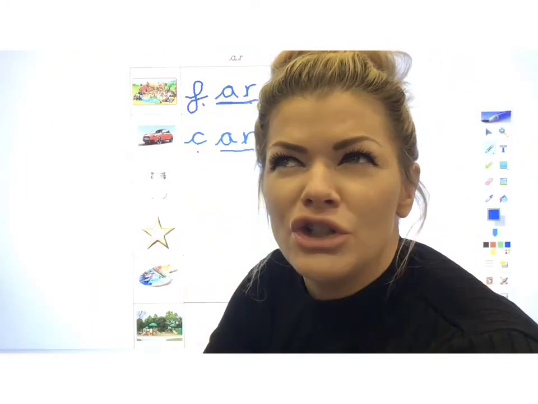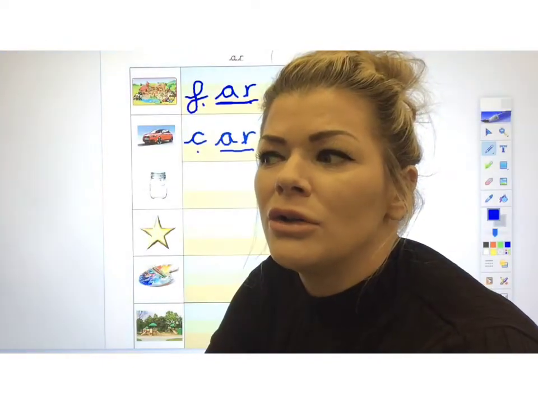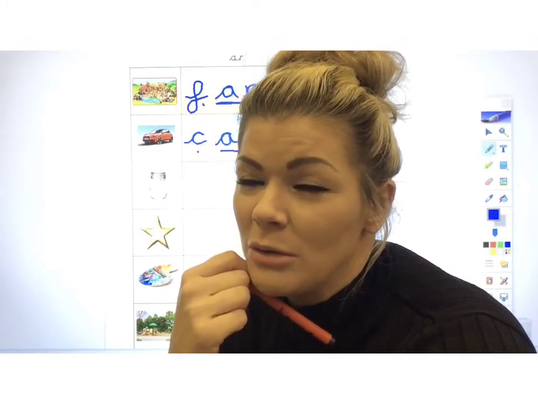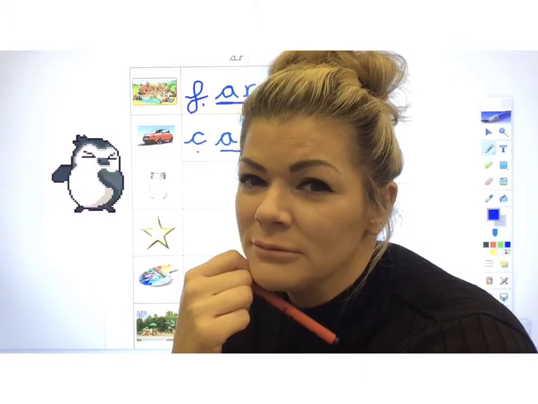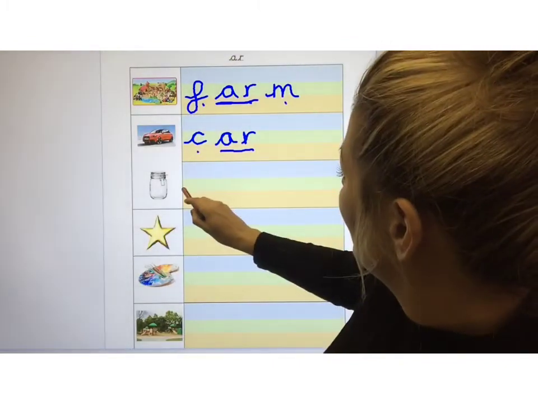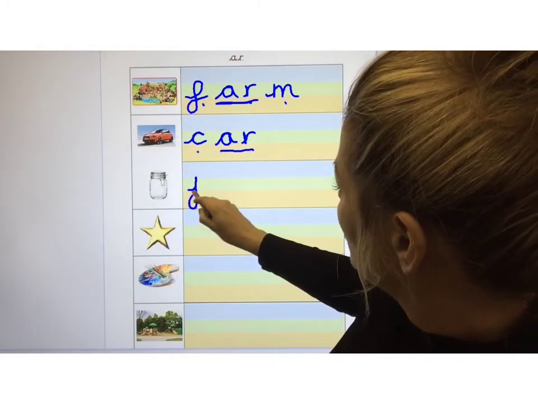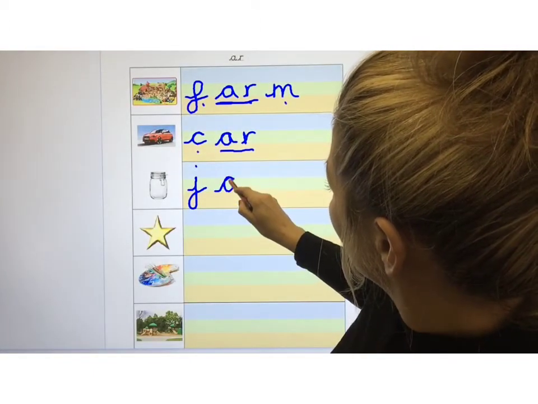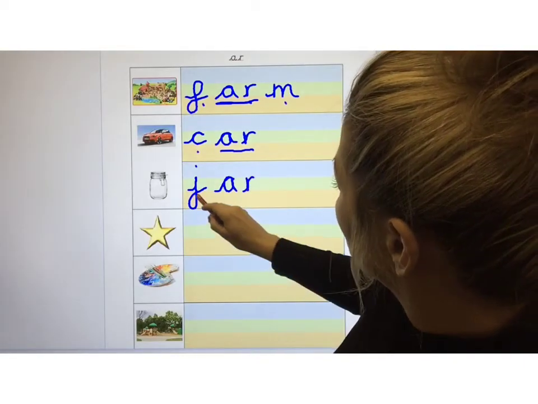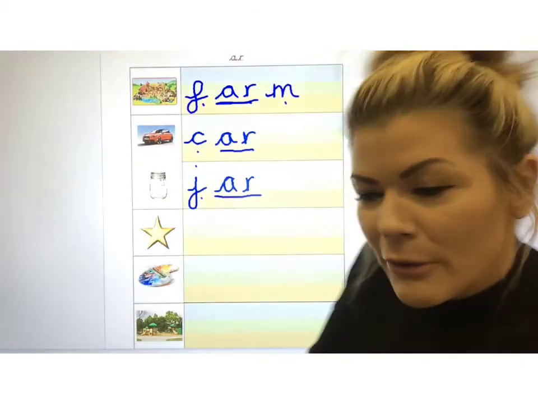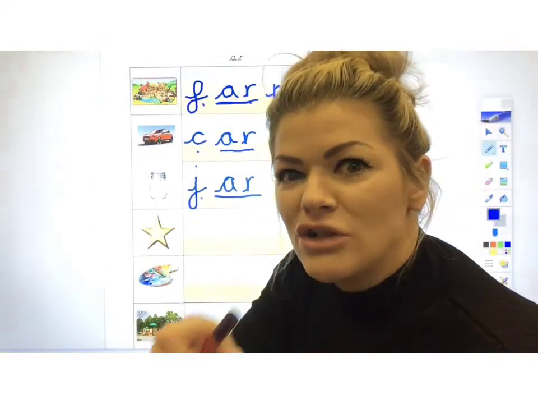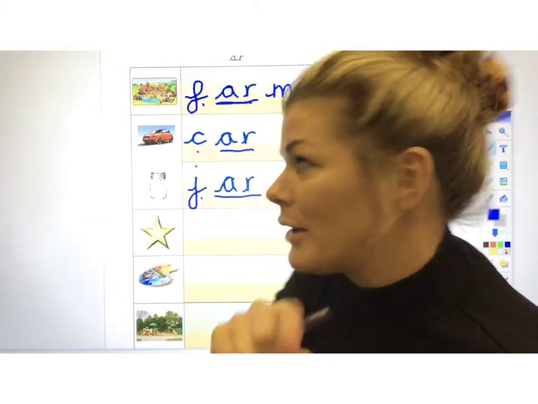Jar. Jar. J-R. J. It's J. What do you always do for J? What's the action? Don't wiggle your bottoms. Stop. J. Remember, go straight down. Don't go for a walk. A dot for his head. J. R. Jar. Great. It's quite hard, isn't it, to remember how to write the digraph, because it's harder to write two letters that make one sound than it is one.